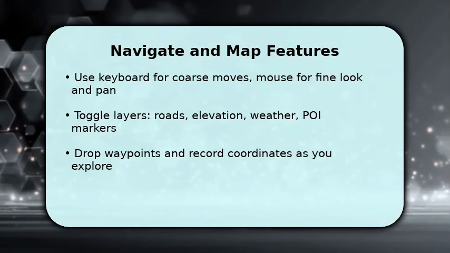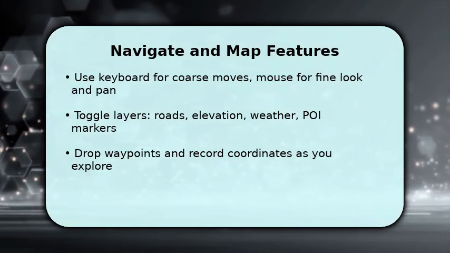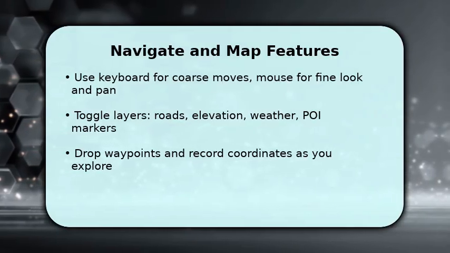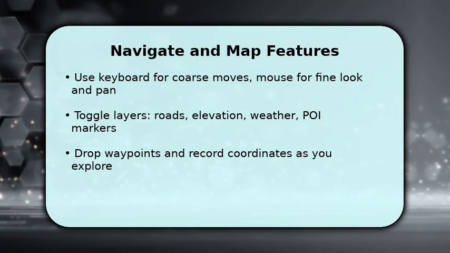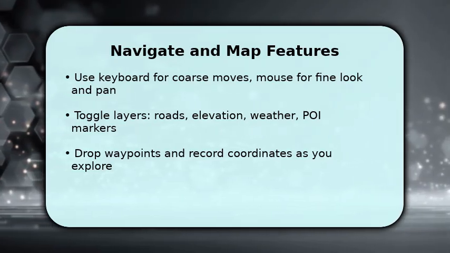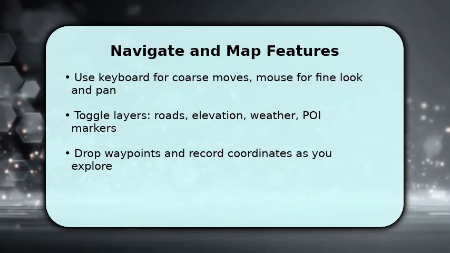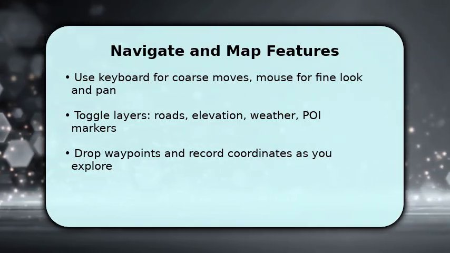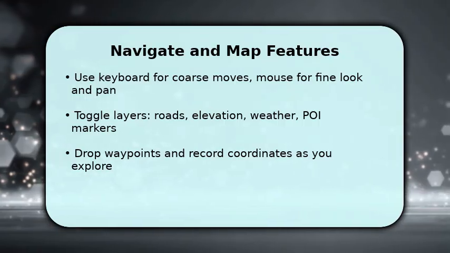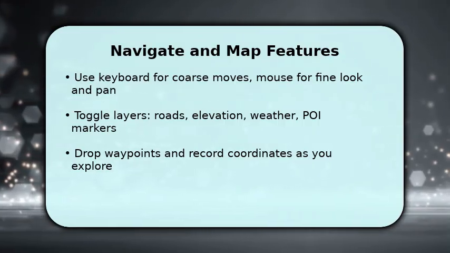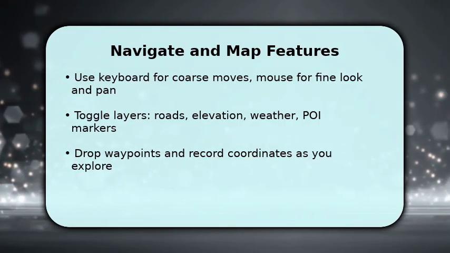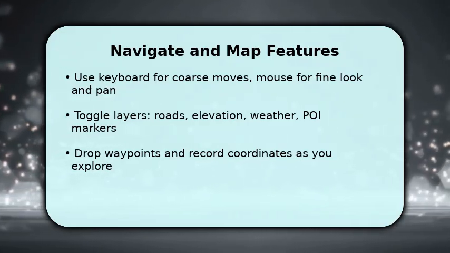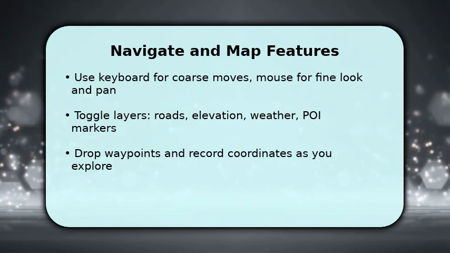Now you practice smooth navigation. Combine keyboard thrust for long transits with mouse look for precise panning. This gives you both speed and accuracy. Once comfortable, toggle layers such as roads, elevation, weather, and POI markers so you immediately understand context and can prioritize interesting spots. Make sure to drop waypoints and copy coordinates each time you find a detail worth revisiting. This creates a simple map log and prevents backtracking. Together, these steps build a systematic roaming workflow.